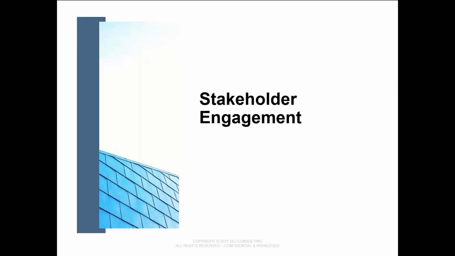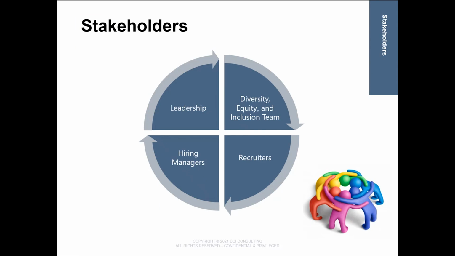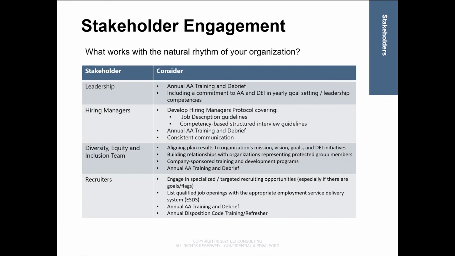All right. So now that we've covered implementation and action oriented programs, let's talk about who should be included in the implementation process. An AAP implementation dream team can include leadership and managers, stakeholders from the diversity, equity, and inclusion team, hiring managers, and recruiters. So, after you've determined who will be on the AAP Dream Team, how do you bring everyone up to speed and hold them accountable for implementation?